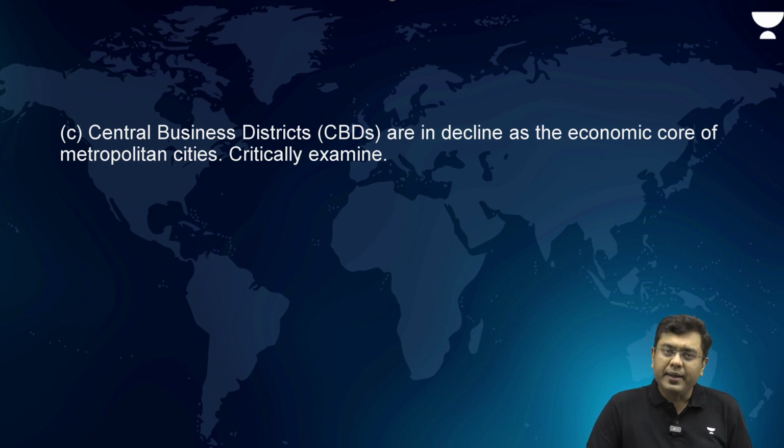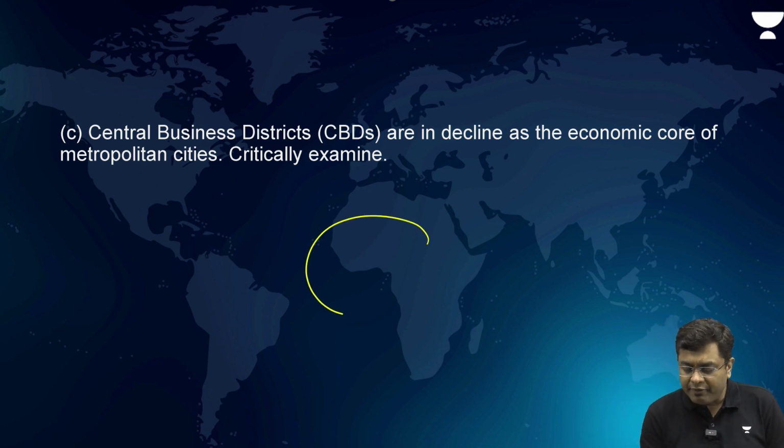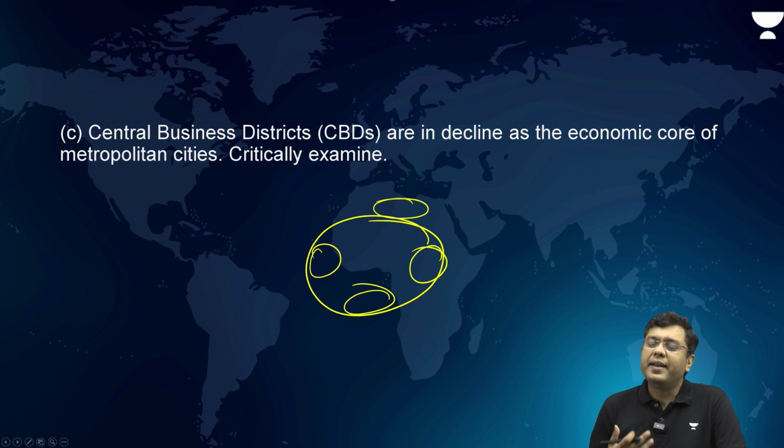CBDs are in decline as the economic core of metropolitan cities, critically examined. So central business districts that the metropolitan cities would have, now you don't have those CBDs being that prominent anymore. Why is that? Because with the expansion of the cities, now you will find the case that as the cities are expanding, you will have multiple different business units in various different areas, driving the growth and driving the occupational requirements rather than having one central business district.